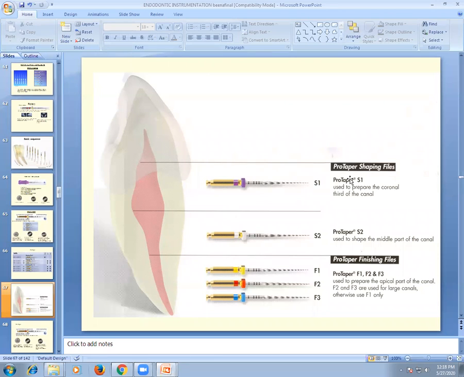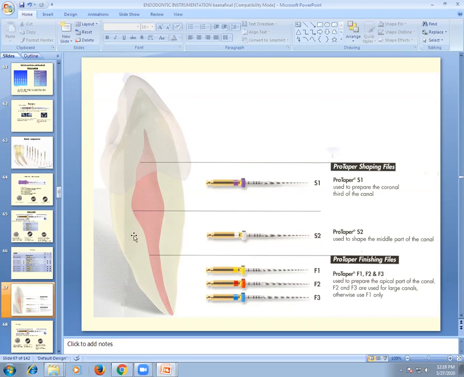So this starting with S1 is used to prepare the coronal third of the canal. This portion of the canal is prepared by the S1 file. Once you have located the canal, you can either use SX, which is used for enlarging the orifice, or you can directly use the S1 file. So it is used for the preparation of the coronal third of the canal.